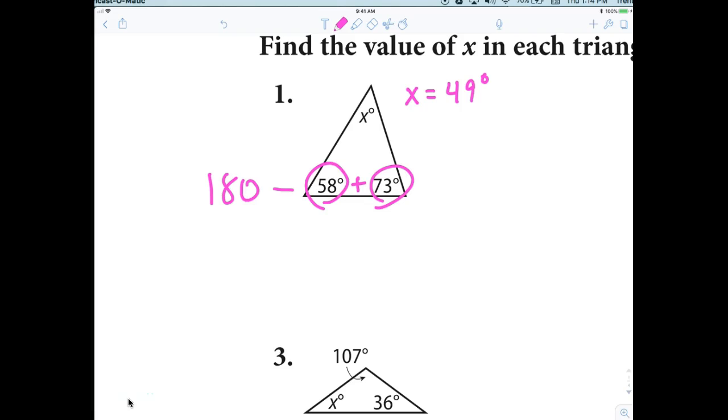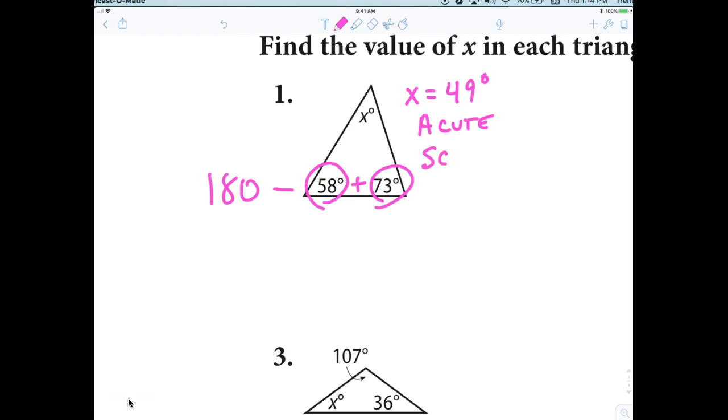Now we have to classify it by its angles. All of the angles are less than 90, so it is acute. That is correct. Then you have to classify it by its sides. Are any of the sides the same? No. So we consider that, does anybody remember?